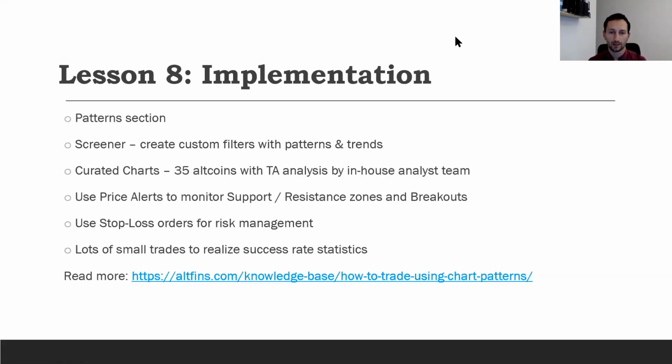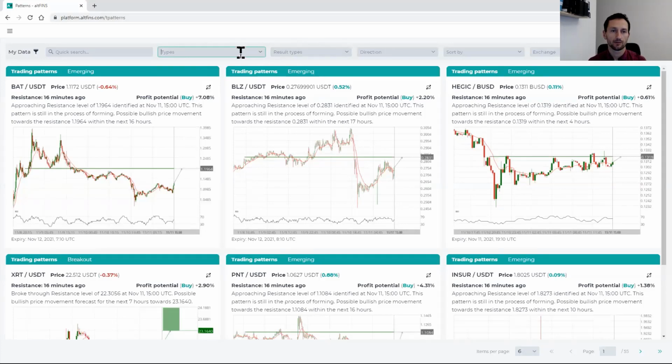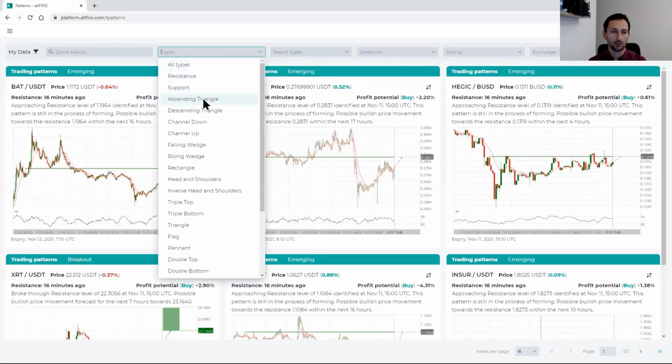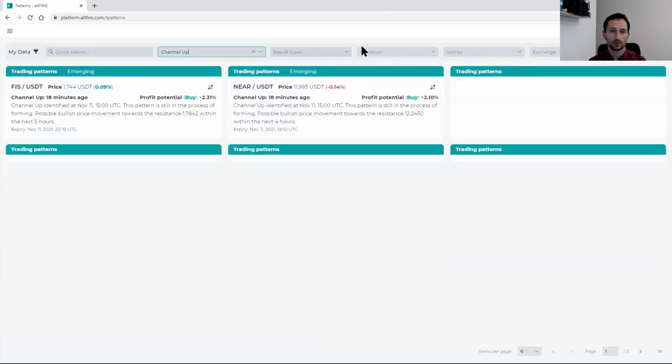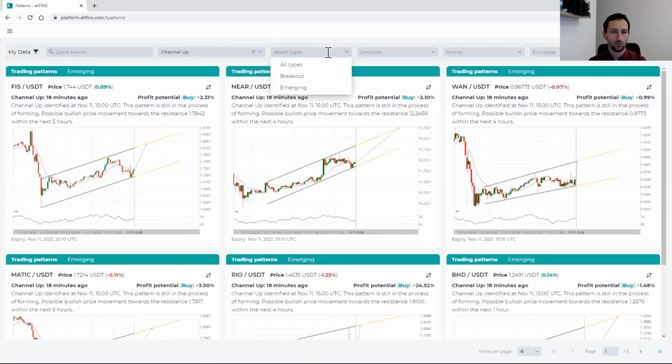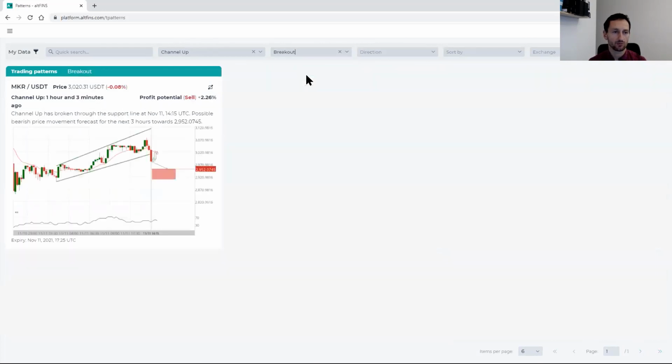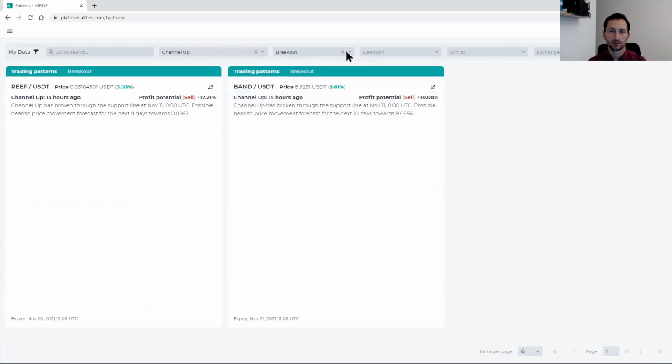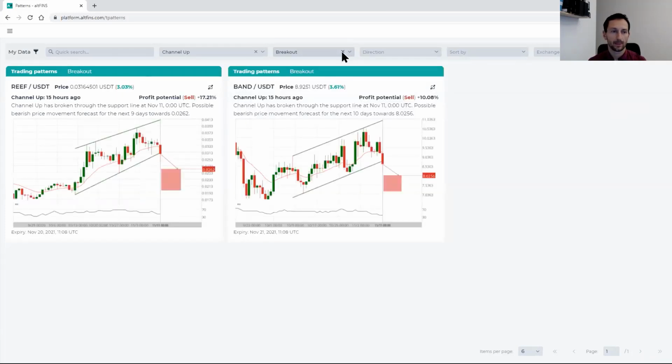Obviously, we've already explored one way of doing that, which is through the pattern section. Right here, you can find the pattern that you like. Let's try channel up. And if you just want breakouts, we can just do breakouts. Right now, we're on a 15-minute one, so let's go to a daily.